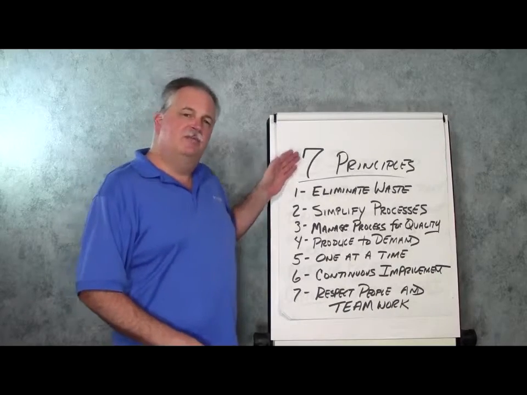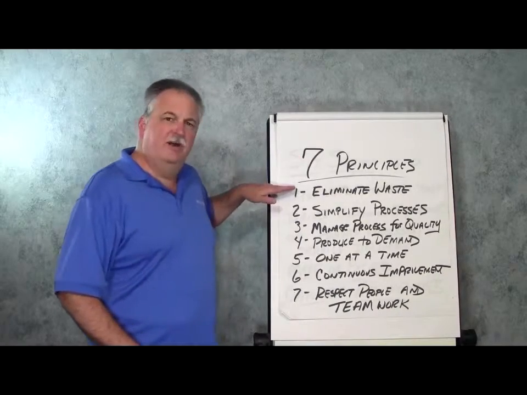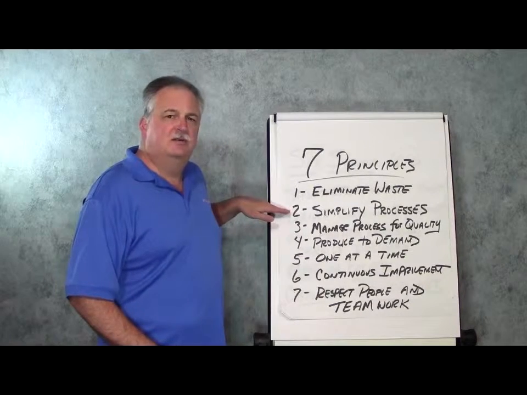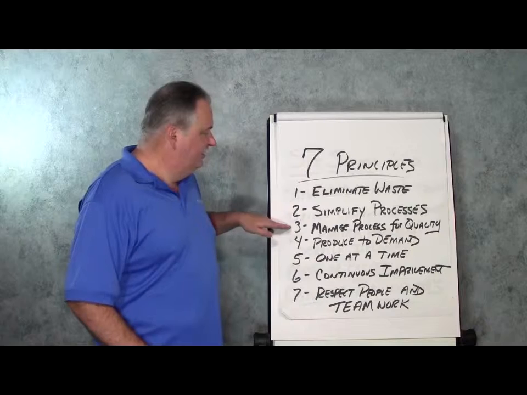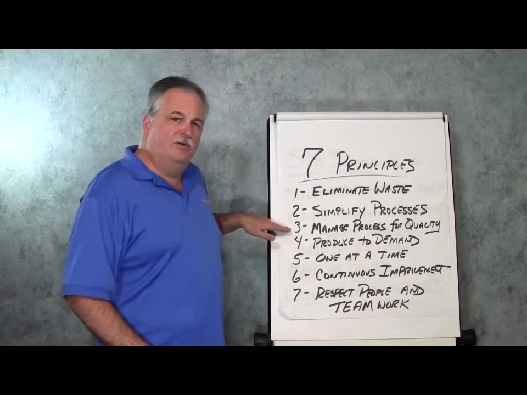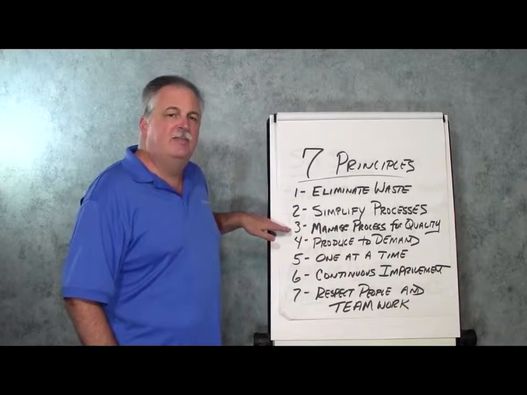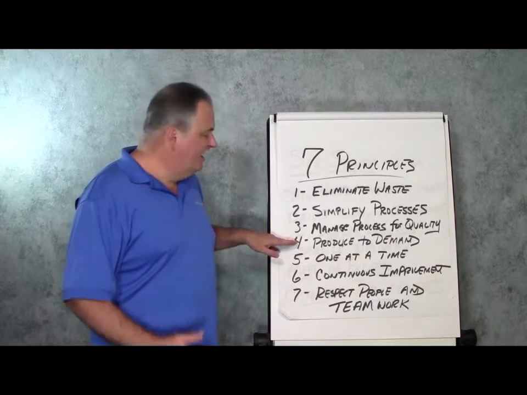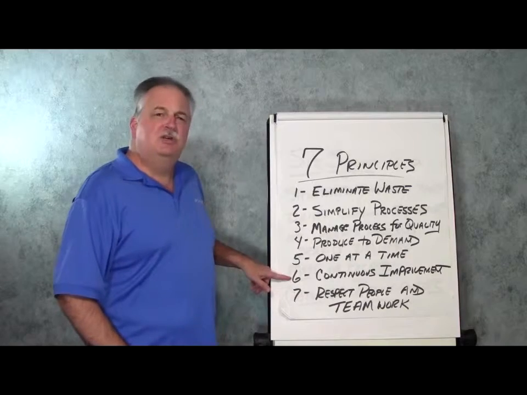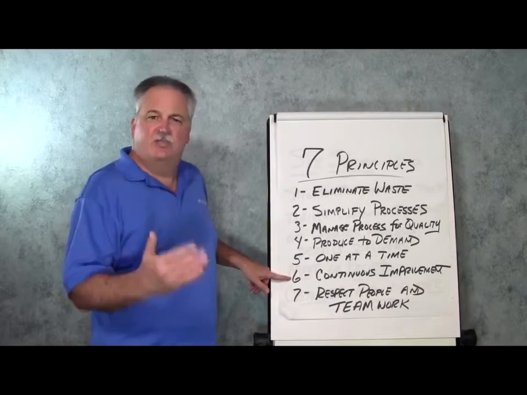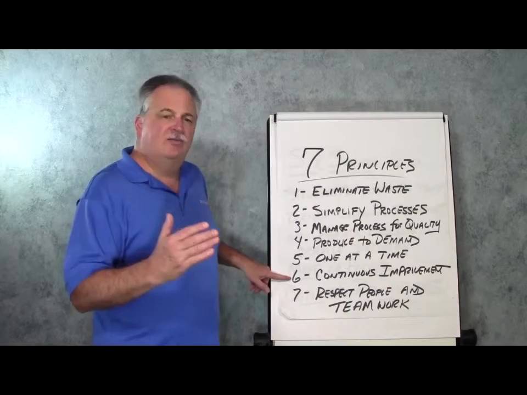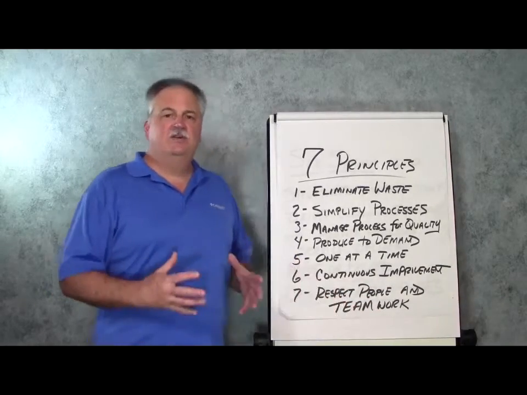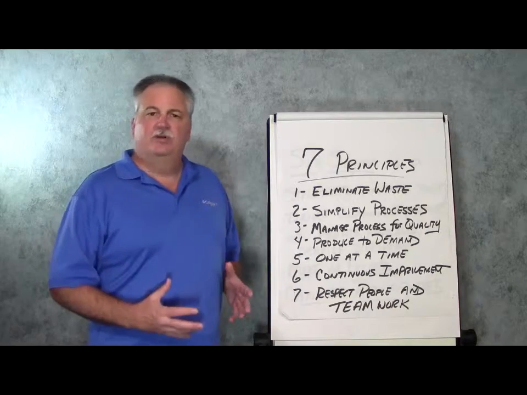Lean has 7 principles. The first is the elimination of waste. Second, simplify the processes. Make it easy. Manage the processes for quality. You can't inspect it in. You have to manage it in. You have to build it in. Produce to demand, one piece at a time if possible. Continuous improvement. We can always get a little bit better every day, every week, every month. And then respect for people and teamwork. Because if our team can work together, we can achieve some really wonderful things.